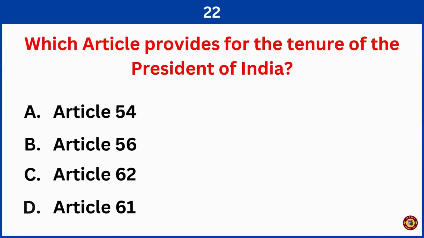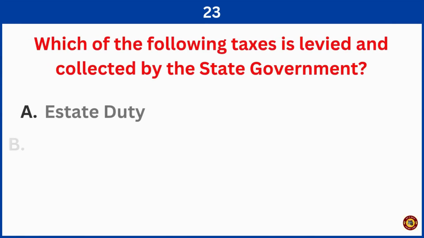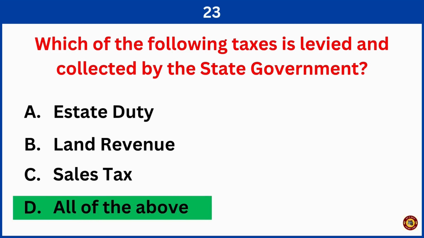Which article provides for the tenure of the President of India? Right answer is option B, Article 56. Which of the following taxes is levied and collected by the state government? Right answer is option D, all of the above: estate duty, land revenue, and sales tax.